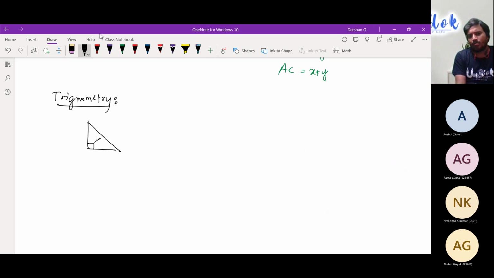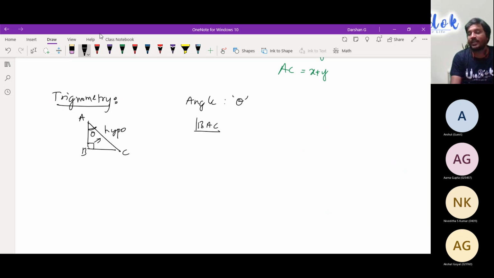So in a right angle triangle, the side opposite the right angle is called the hypotenuse. We know that part of it. And when we have an angle, the angle can be anywhere. When I say angle, I represent it in the form of theta. So here I'm taking this as an angle. So BAC is an angle.